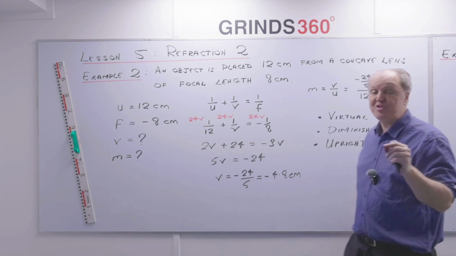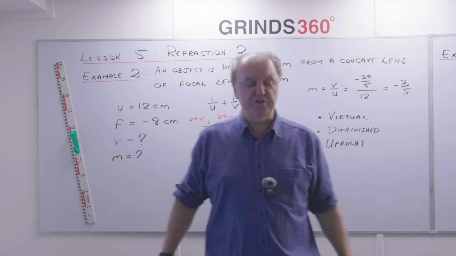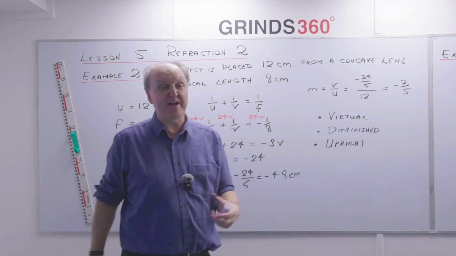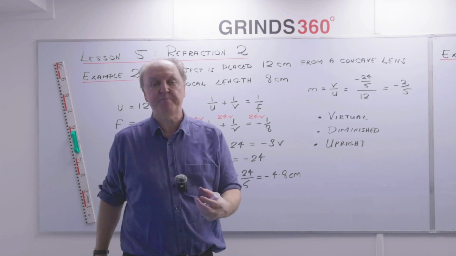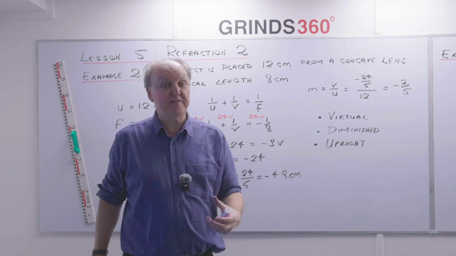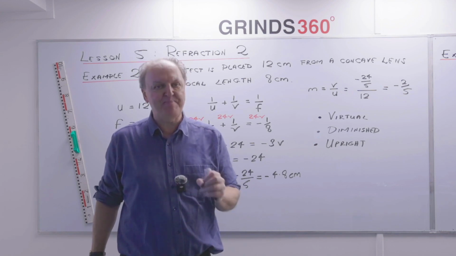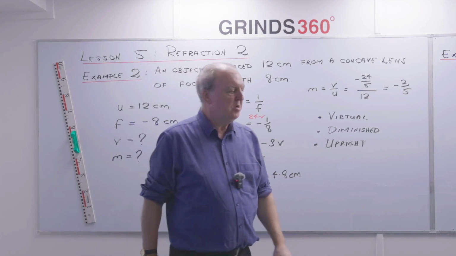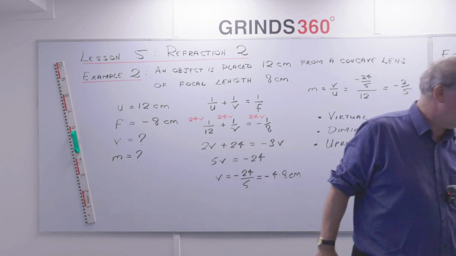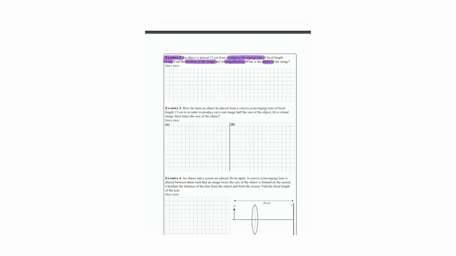So look, the most important thing is the sign convention. F for concave, diverging lenses, F is negative. F for convex, converging lenses, F is positive. But keep that in mind when you do the problems. Right, let's move on to the next question.